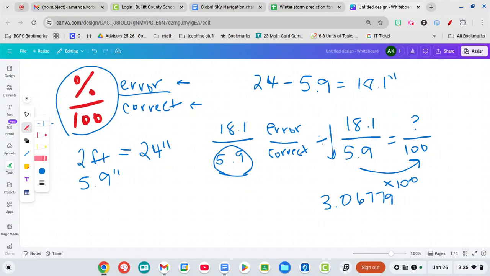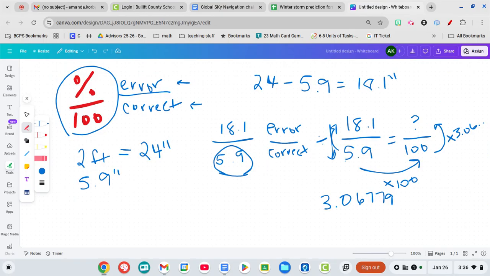Now, when I multiply by 100, so that was just my division. That means if I take 5.9 and I multiply it by 3 point blah, blah, blah, I'll get to 18.1, which makes sense because 6 times 3 is 18, right? So to go from the whole amount to the error amount, I would need to multiply by 3.06 blah, blah, blah. To go from the correct percent to the error percent, I would also need to multiply by 3.06 blah, blah, blah. So we divided and got 3 point whatever. Now we're going to multiply by 100 and find out what our percent error is.